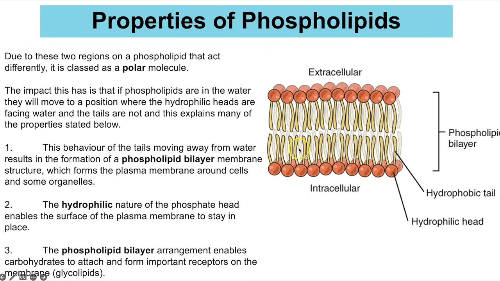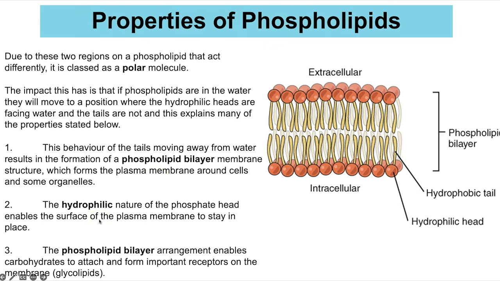And for that reason, you get this phospholipid bilayer structure forming with lots of phospholipids. And that's because those hydrophilic heads can interact with water, but the tails are repelled by water. So if you were then to put large amounts of phospholipid in water, you will get the heads on the outside interacting with the water and the tails spin inwards, repelling away. So this behaviour of the tails moving away from water is what results in that phospholipid bilayer, which forms the plasma membrane around cells and some organelles.